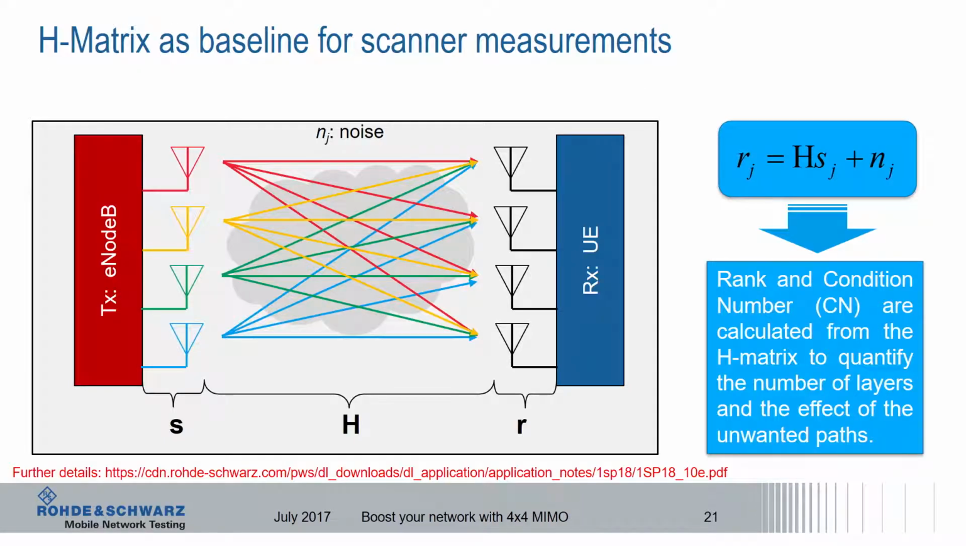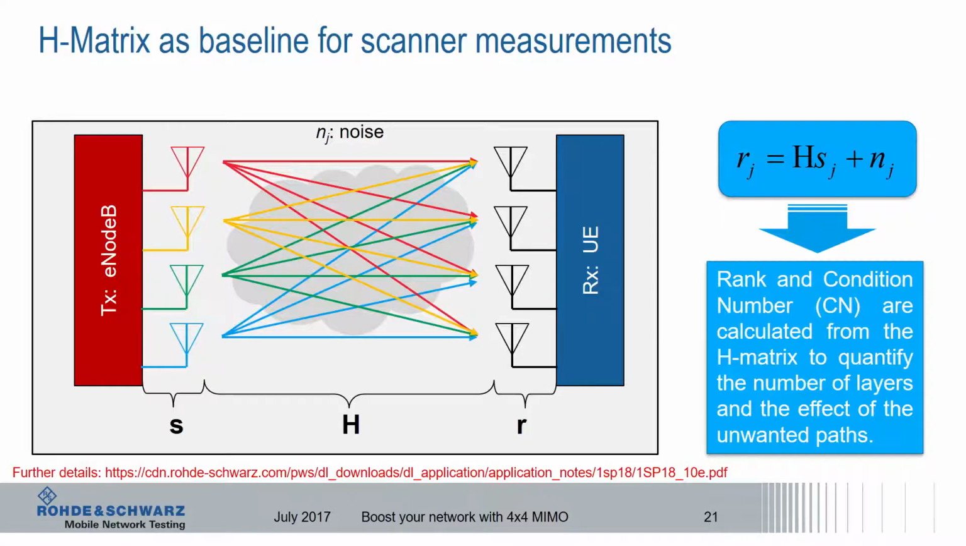So we already saw this picture of the H matrix. We've got the 4 transmitters from the base station side and the 4 receivers on the UE side. What I would like to emphasize in this slide is that the measurement equipment or the phone really has to decorrelate the H matrix, or measure the H matrix. There are 2 important measurements.